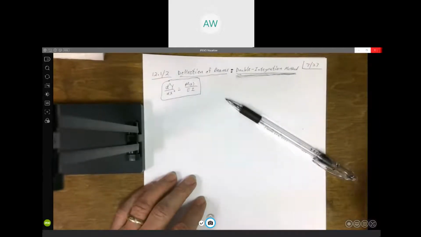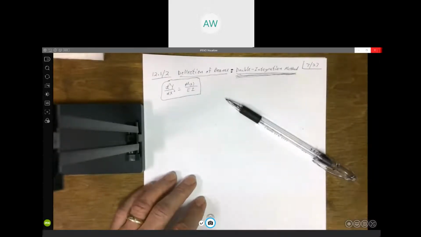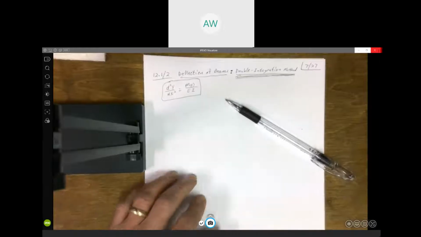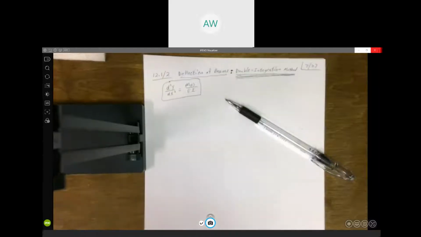y is the deflection of this beam. That's what we're after. We want to know what the function for y is. What we have here is we know what the second derivative of y is equal to. So we've got to solve this and get to what the actual function y is equal to. And this is actually a differential equation. We're going to have to solve this differential equation.